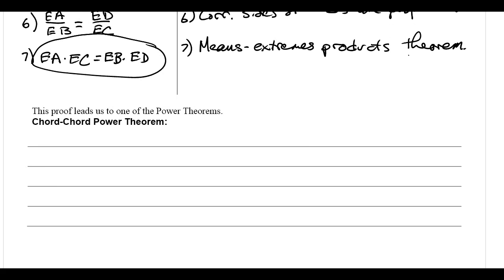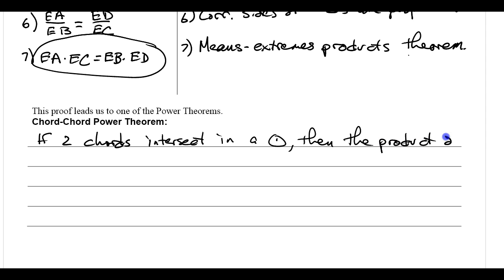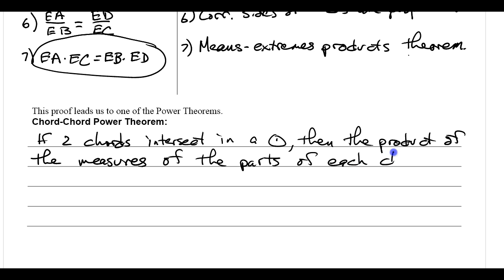We're going to call it the chord-chord power theorem. If two chords intersect in a circle, then the product of the measures of the parts of each chord are equal.